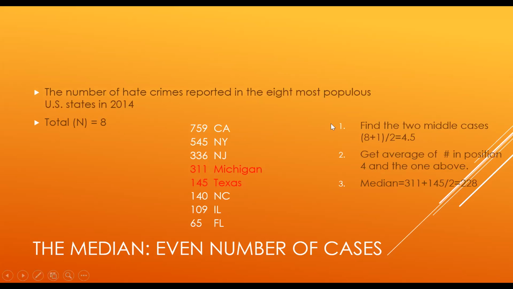So what do we do if it's an even sample size? Well, now we need to look at the average between the two that are in the middle, right? And the way I would do that is I would add them up, 311 plus 145 divided by 2, which would be 228. So the way I would report that data would be the average number of hate crimes reported in the 8 most populous states is 228. Does that make sense?